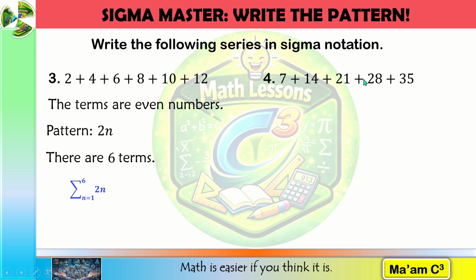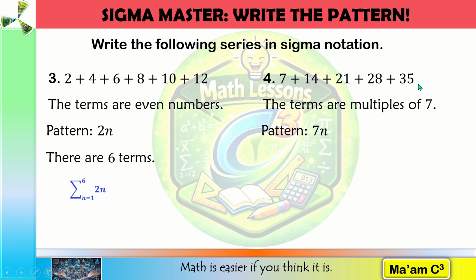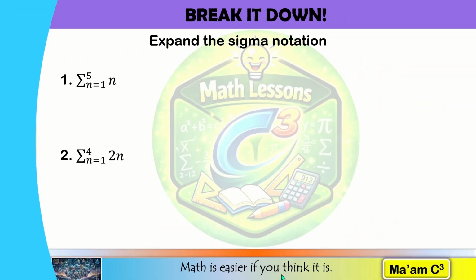Last one, 7 plus 14 plus 21 plus 28 plus 35. These are multiples of 7. So our pattern would be 7n. 1, 2, 3, 4, 5. There are 5 terms. So the sigma notation for this one would be the summation of 7n from n equals 1 to 5.